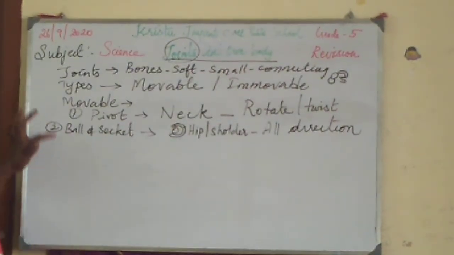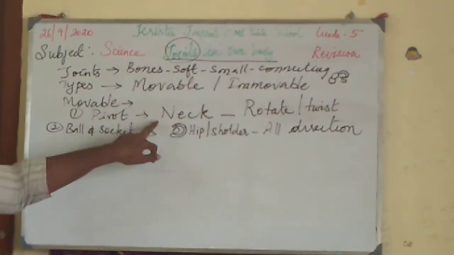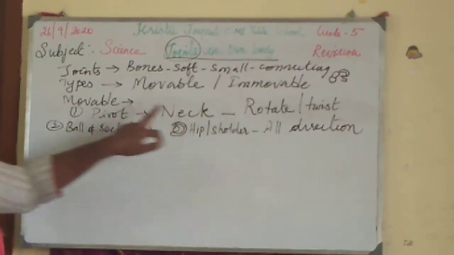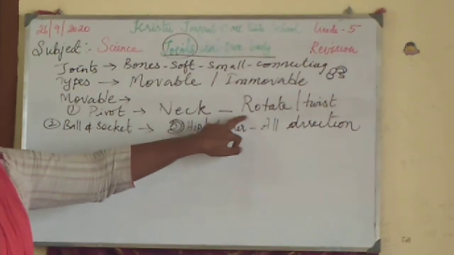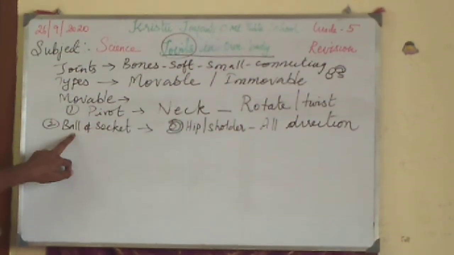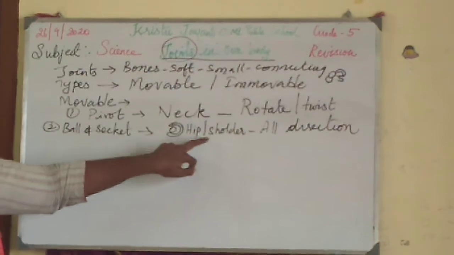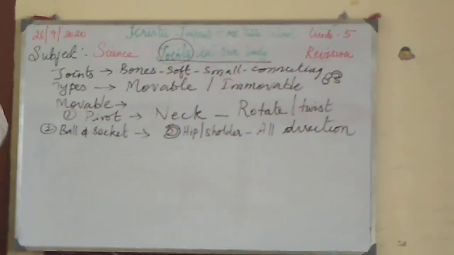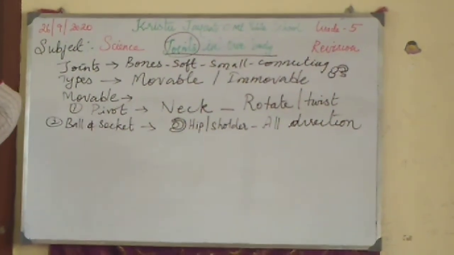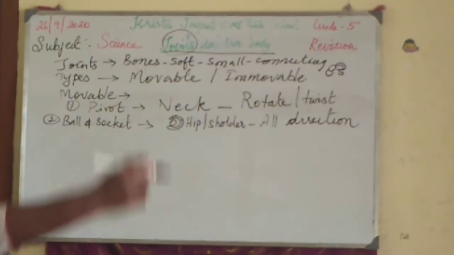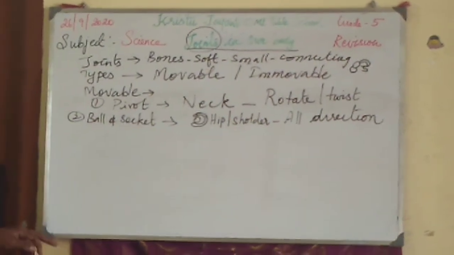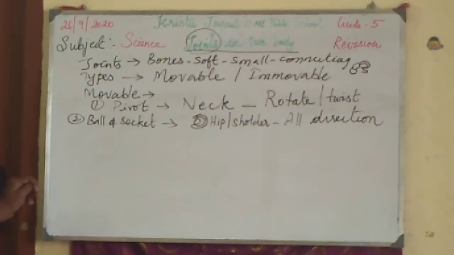So now, why are we dividing them into different types? Based on the place where it is present and the function it is doing. Pivot is present in the neck and it is used to rotate and twist. And ball and socket is present in the hip and shoulder and it is used to rotate in all directions. See, your neck, you cannot rotate in all directions. You cannot turn your neck completely back, opposite. But if you take your hand from top to bottom, you can rotate it for the entire side. So you can call it ball and socket type.